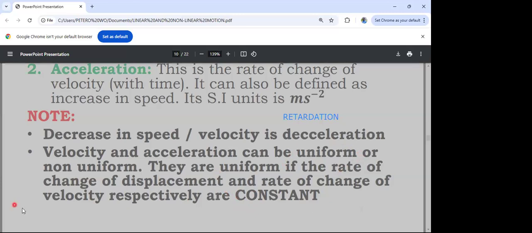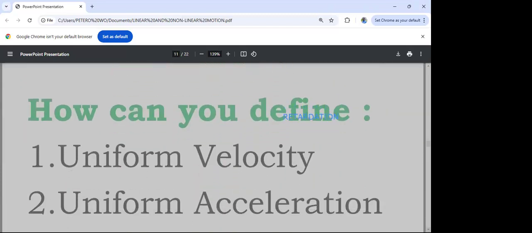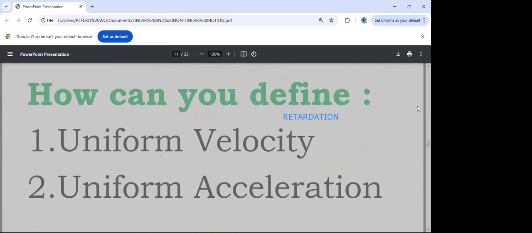So that one takes us to an activity. How can we define uniform velocity? And how can we define uniform acceleration? Anyone to give us the answers, please?